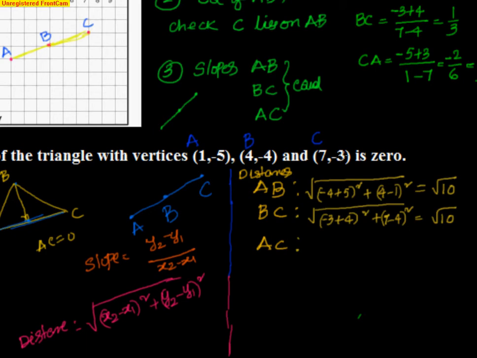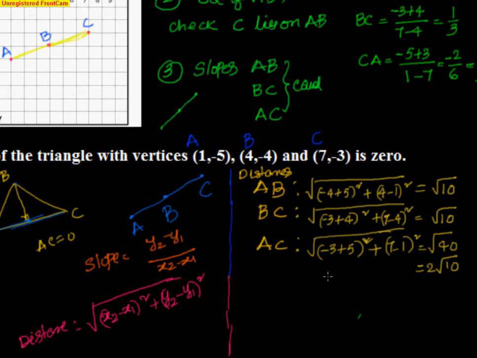Now what is distance between CA or AC? Is minus 3 plus 5 whole square plus next is 7 minus 1 whole square. This is equal to square root of 40, because 6 square is 36 plus 2 square is 4. Square root of 40 is nothing but equal to 2 root 10.